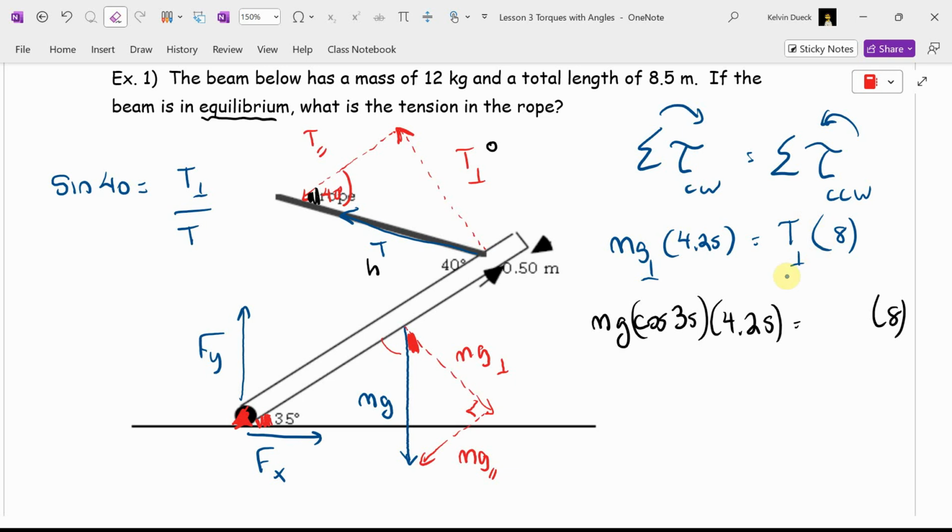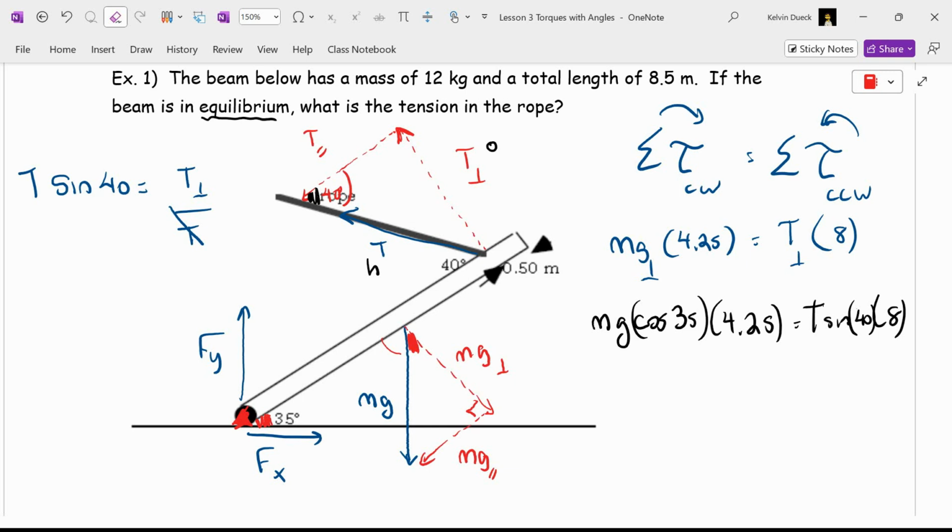We want an expression for perpendicular. We want to get the perpendicular by itself. How would I move this T over? Boom, boom. What can I replace the perpendicular component with? T sine 40, having to write small.